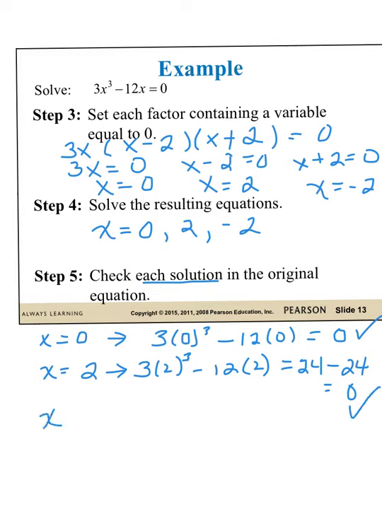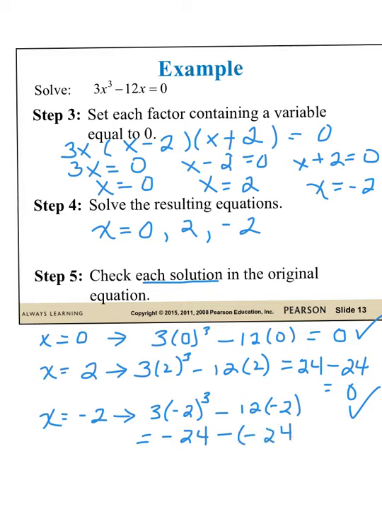And our final solution is x equals negative 2, and for x equals negative 2, we would have 3 times negative 2 cubed minus 12 times negative 2, and that is equal to 3 times negative 8, which is negative 24, minus 12 times negative 2 is negative 24, and so when we subtract a negative 24, we have negative 24 plus 24, and that is equal to 0, and so our last solution also checks.